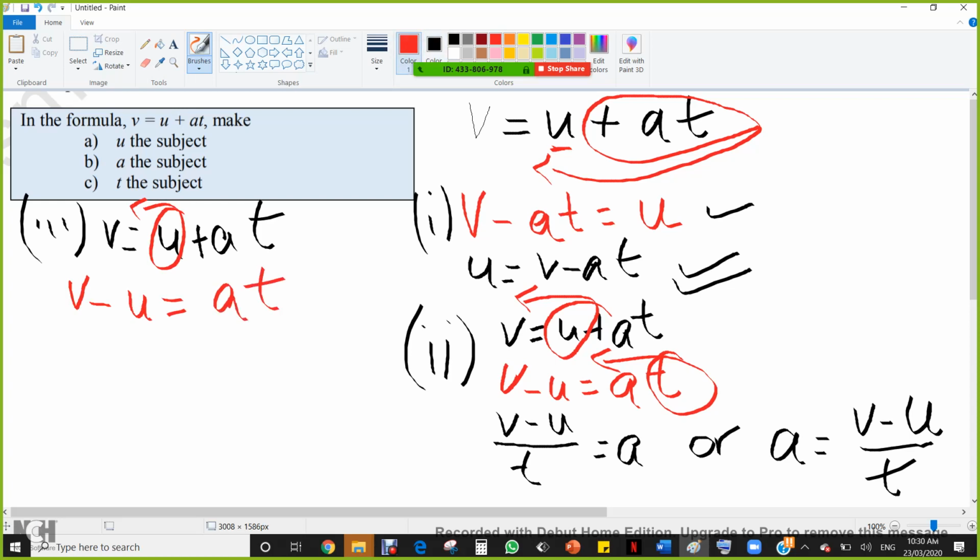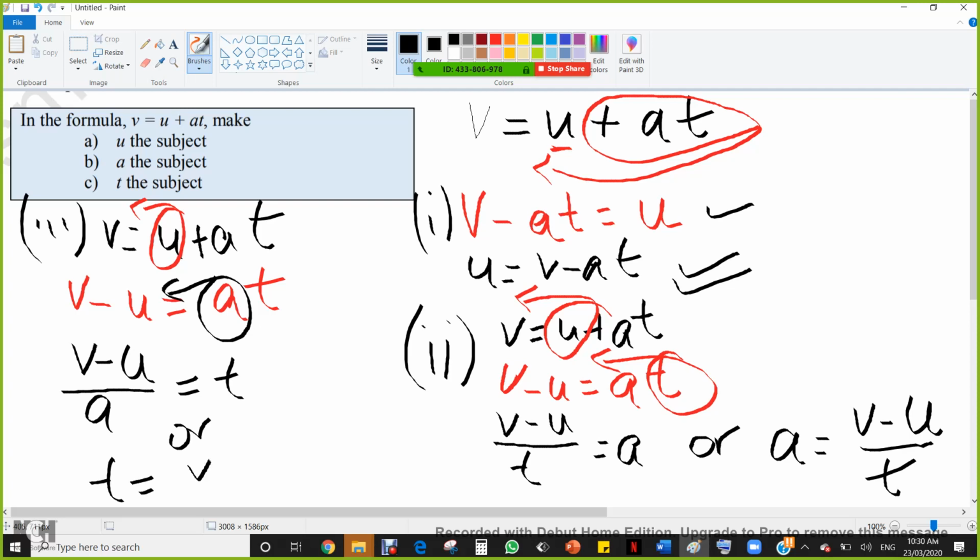So next we want to carry across the A. Multiplication is taking place there. When it goes across, it becomes division. So we can say T is equal to V minus U all over A. Y'all got that? Yes, sir. All right, great.